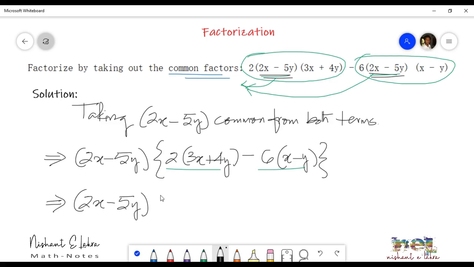Now when we solve it further, we will expand or open the brackets. 2 into 3x is 6x, plus 2 into 4 is 8y, minus 6x, and minus into minus is plus, that will be 6y. Right, this is what we get after we have opened the brackets.